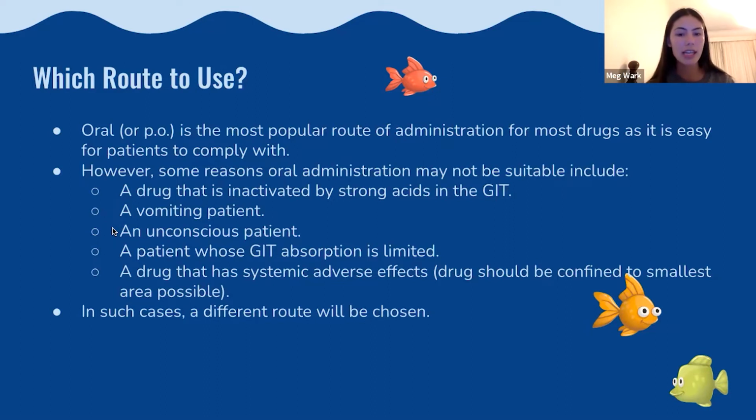A patient whose GIT absorption is limited, so that could be for different reasons, different disease states. If their GIT isn't absorbing things properly, then the drug isn't going to get into the blood. And then we have a drug that has systemic adverse effects. So this means if it's highly toxic to the body, then you only want to put it in the smallest area possible, so only where you need the drug. You don't want to take it orally and then it'll travel around your whole body. You want to apply it only to the area of the body you need it. So in such cases, a different route will be chosen.